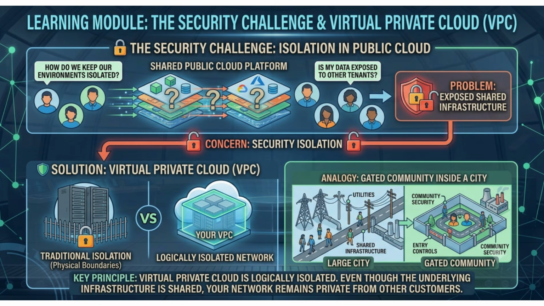What is a virtual private cloud? A VPC is a logically isolated private network inside a public cloud. Even though the underlying infrastructure is shared, your network remains isolated from other customers. Think of it like a gated residential community inside a large city. Everyone shares the city, roads, utilities, and infrastructure, but your community has boundaries, entry controls, internal roads, and security. The same concept applies to cloud networking.